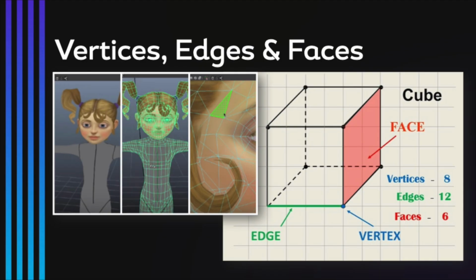When creating your models, there's going to be these 3 building blocks called vertices, edges, and faces. A face is a plane, an edge is where 2 faces meet, and a vertex is where multiple faces meet. These together make up what's called a 3D mesh, and this can be as simple as a cube or as complex as a 3D character.